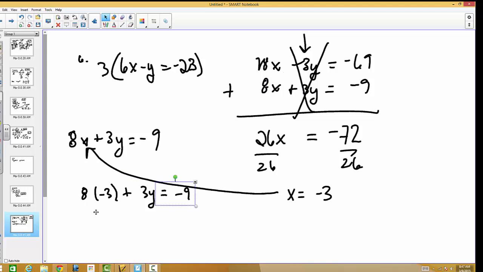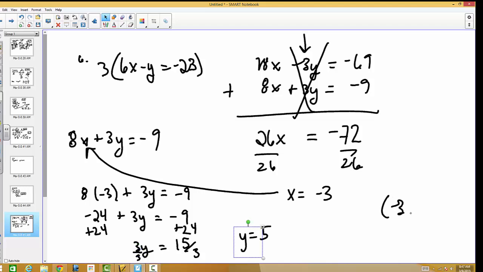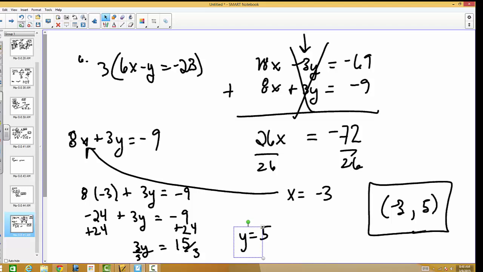So 8 times negative 3 is negative 24. We need all the letters on the left, all the numbers on the right. So you should add 24. So 3y equals negative 9 plus 24 is positive 15. And then you need to isolate the y by dividing by 3. So y equals 5. So the ordered pair solution for the last problem is negative 3, 5. And if you want to plug that in and see if it works, that would be a marvelous idea.